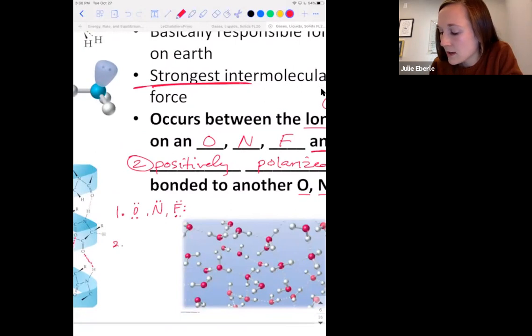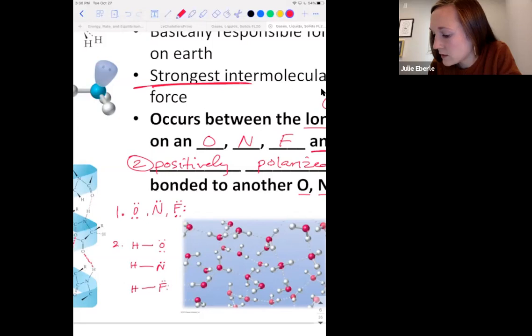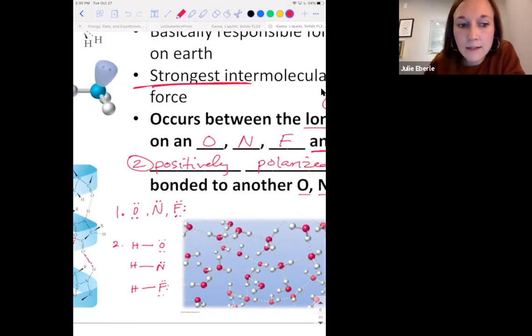The second requirement is that you have a hydrogen that is bonded to an oxygen, a hydrogen that is bonded to a nitrogen, or a hydrogen that is bonded to a fluorine. Okay, 2 separate things here. And this is the requirement for any substance that can hydrogen bond to another molecule just like itself, an identical molecule.